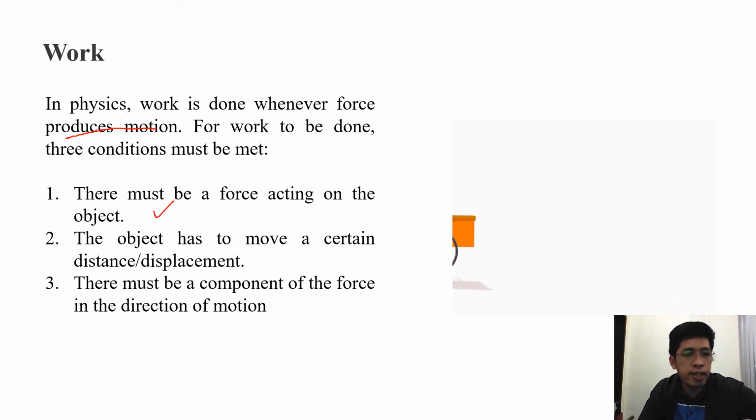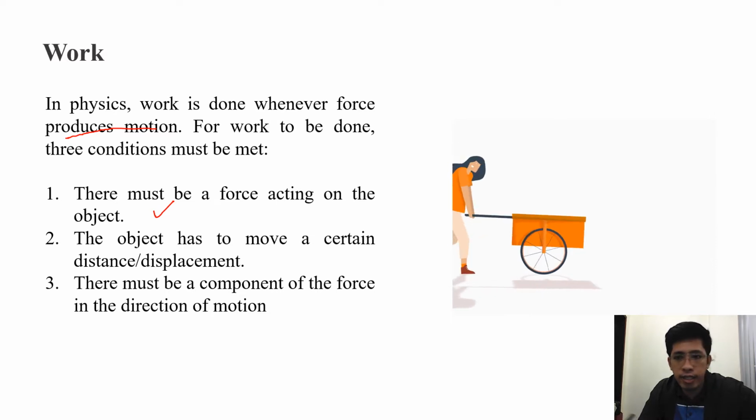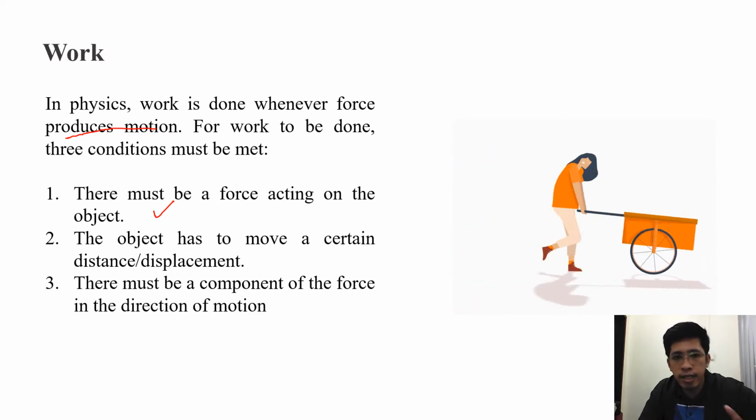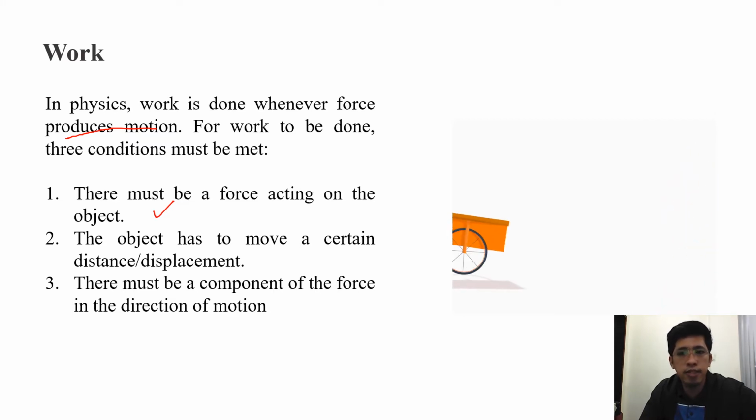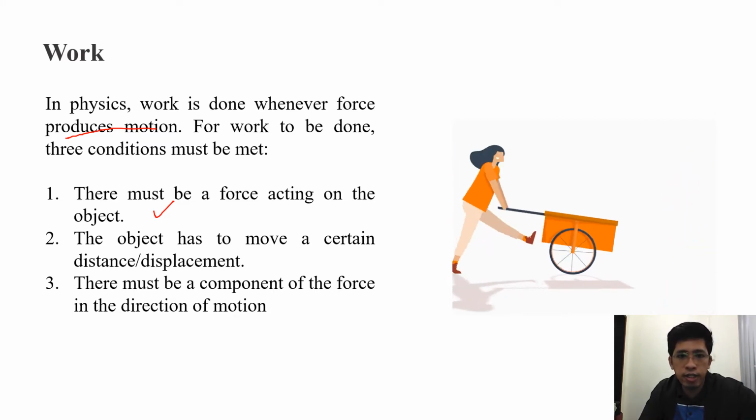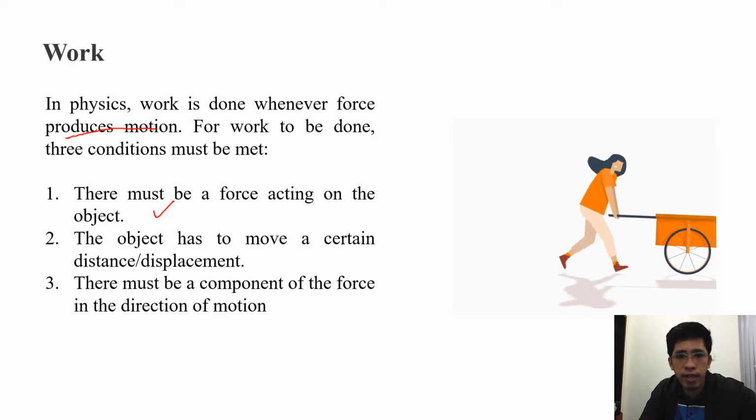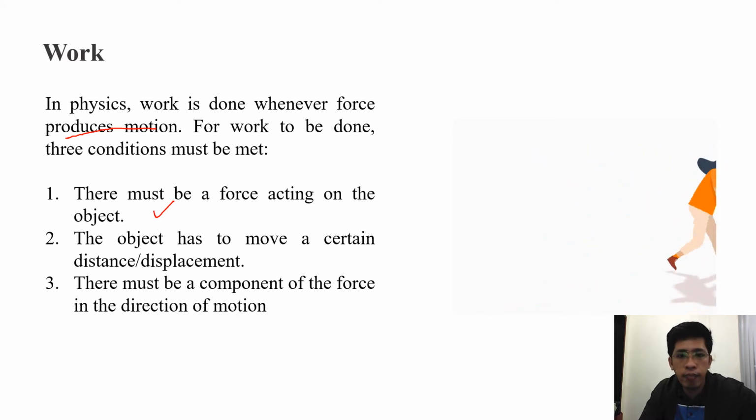We're going to dig into condition 3 deeper later. But again, these are the three conditions that must be met. First, there must be a force acting on the object. The object has to move a certain distance or displacement, and there must be a component of the force in the direction of the motion.